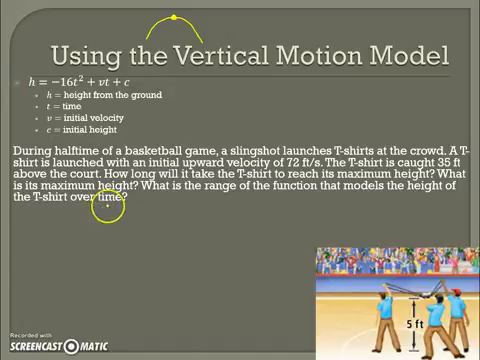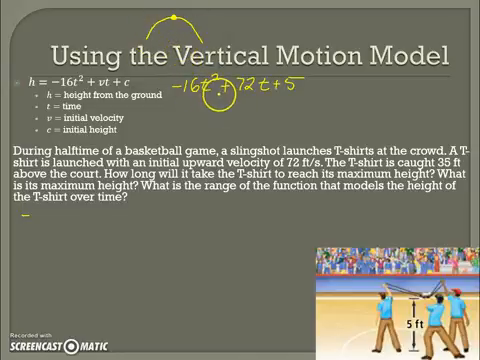So first, I have negative, I'm going to do it up here actually. So negative 16t squared plus v, the initial velocity, which I'm given in the problem as 72, plus c, the initial height, which I'm told is 5 feet off the ground. Okay, so there is the function that models the T-shirt going out.